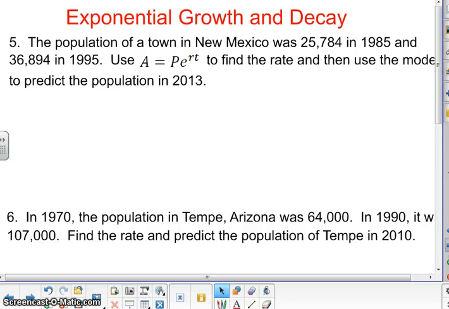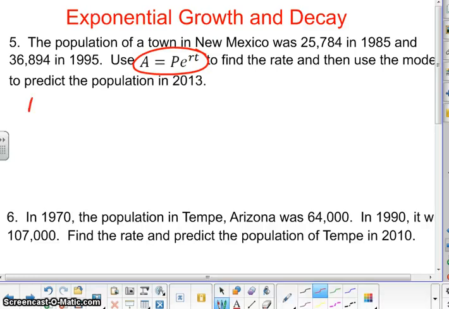Now, I do want to point out that if you use your book as a backup plan, I am going to stick with A equals PERT, just to make it easier for our understanding, because A is still the ending amount, P is still the beginning amount, R is the rate, T is time. That is not going to change, but they are more specific in your book, because they use N and N sub 0 and P sub 0. But again, I'm not going to use that, but it still means the exact same thing. Okay, so let's get started.